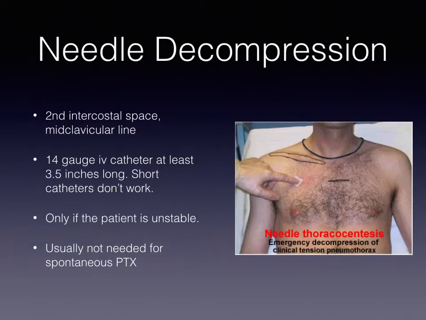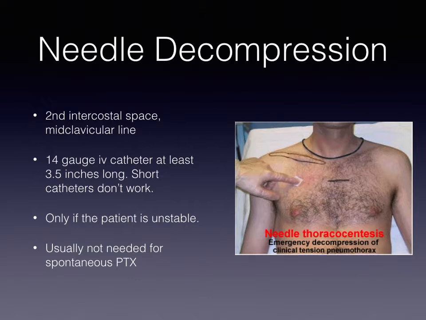Okay, how do we decompress the chest? The traditional way of doing it is doing a needle decompression in the second intercostal space in the midclavicular line. You see that in that picture there, right where that guy has his finger. That's pretty much the second intercostal space, and it's right there in the midclavicular line. You're going to use a 14 gauge IV catheter that is at least 3.5 inches long. The regular ones that you use to start an IV are not long enough. You need the long catheters.